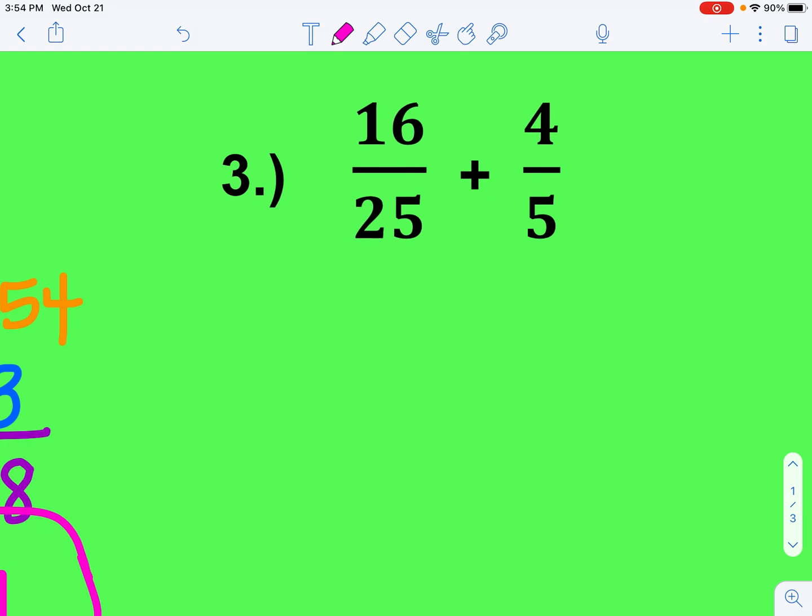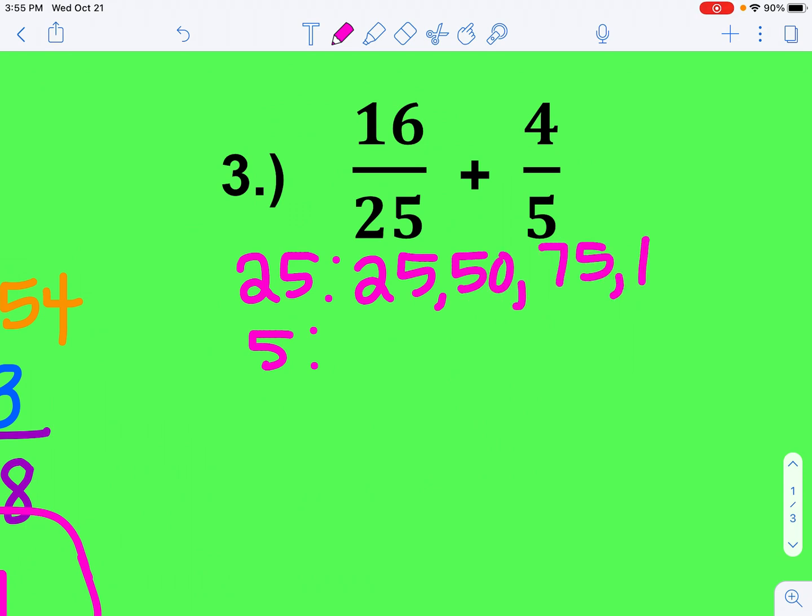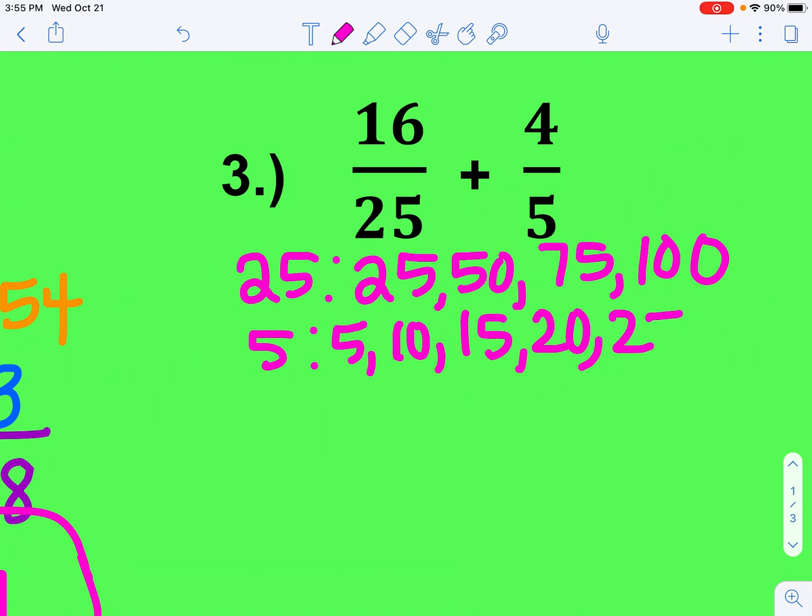Alright, let's look at number 3. 16 over 25 plus 4 over 5. So we're going to find our least common multiple by counting by these numbers. So we have 25 and we have 5. Let's count by 25s. 25, 50, 75, 100. Now let's count by 5s. 5, 10, 15, 20, 25, and I can stop there because they both have 25 in common.